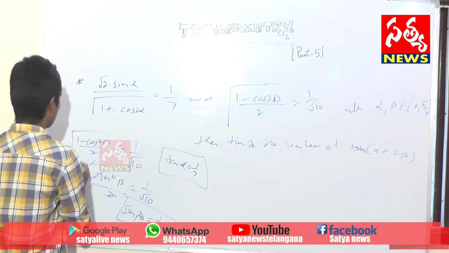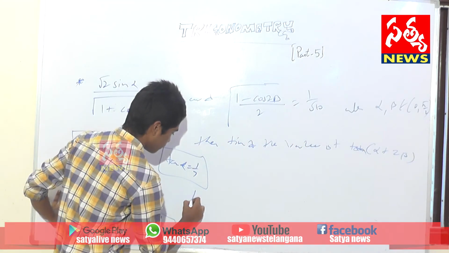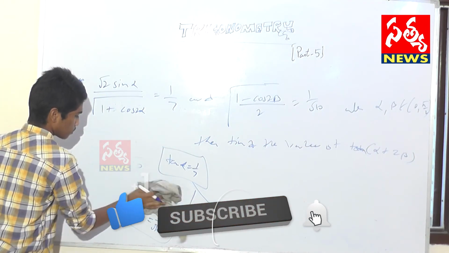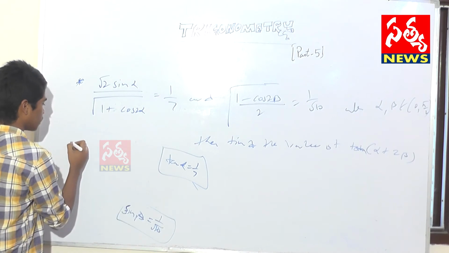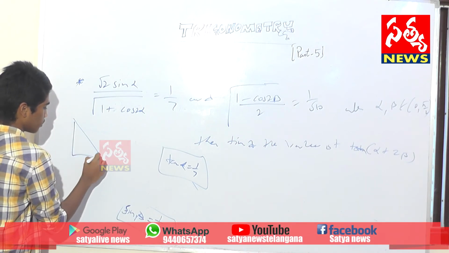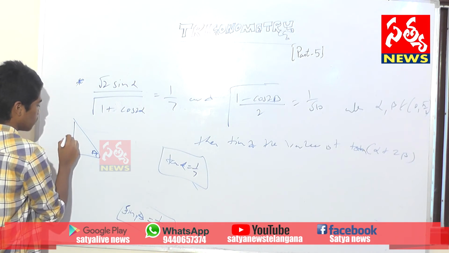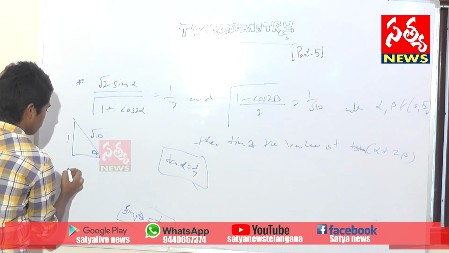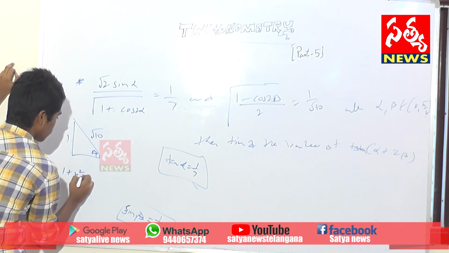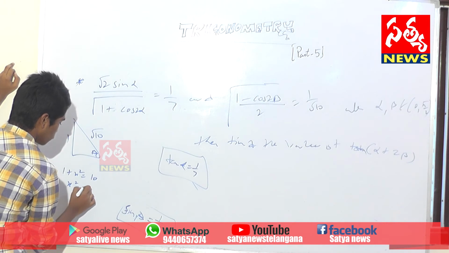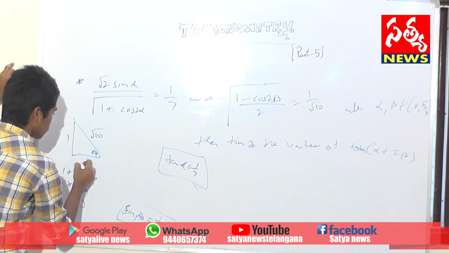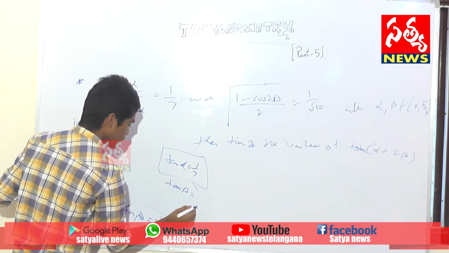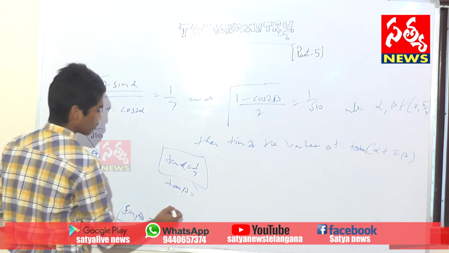Sin beta is equal to 1 by root 10 means, if you take the triangle, let us assume this as beta, with opposite side 1 and hypotenuse root 10. Then we get by Pythagoras theorem 1 plus x square is equal to 10, x is equal to root 9, x is equal to 3. So the other side is 3. From here we get tan beta as 1 by 3.